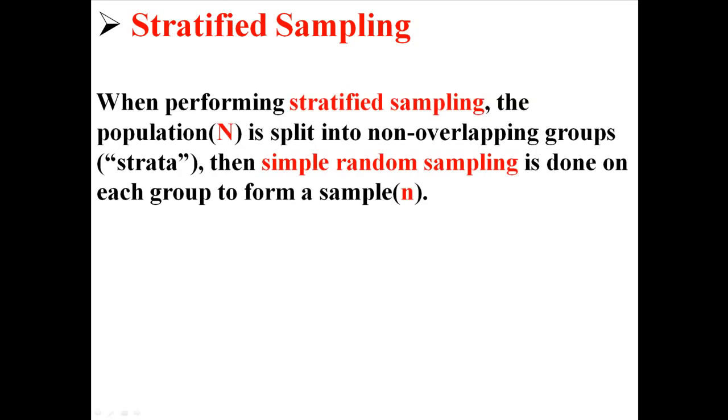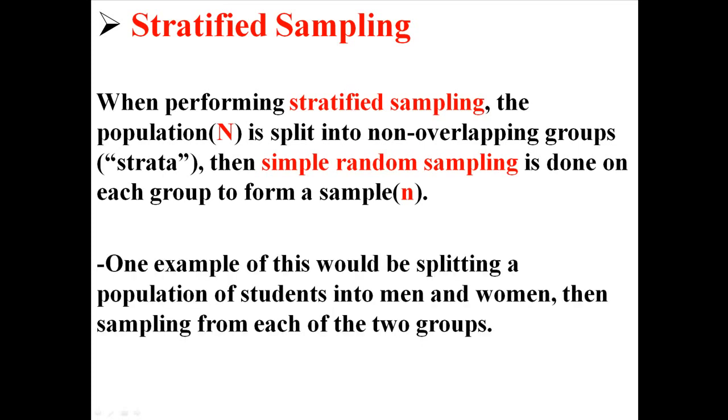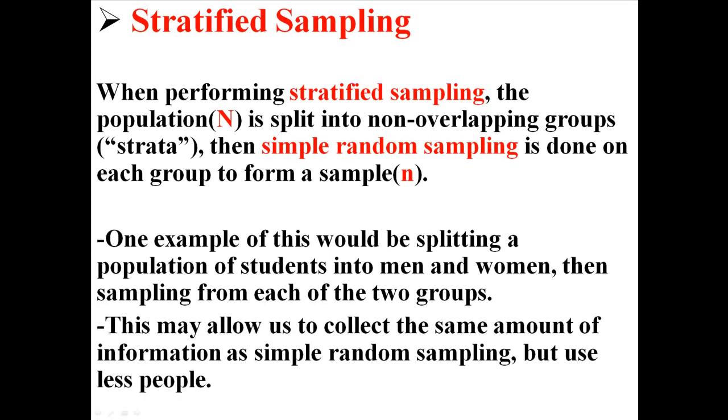When performing stratified sampling, the population is split into two or more non-overlapping groups called strata, and then simple random sampling is done on each group to form a sample. So for example, you might split a population of students into men and women, and then sample from each of those two groups. This might allow us to collect the same amount of information as simple random sampling, but use fewer people because we've already made the distinction between men and women.